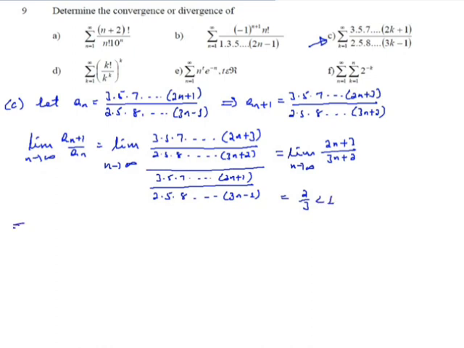Okay, here we can see that the limit of the n plus 1's term by the n's term as n approaches infinity is a number less than 1. So the series converges. Therefore, the given series, n starting from 1 up to infinity, converges.